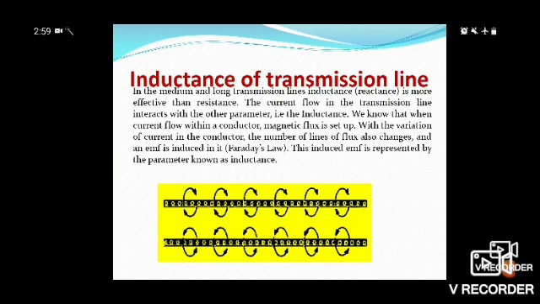That means inductance is defined as the loop inductance per unit length. It is the sum of the inductance of both wires for unit line length, so it is given in henries per kilometer. That is inductance.